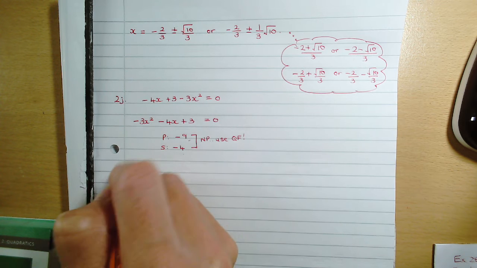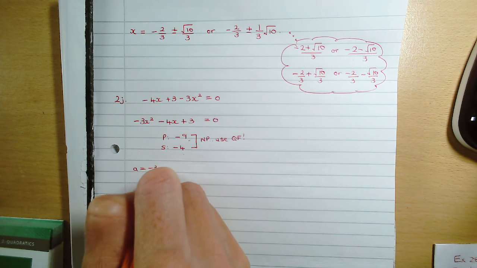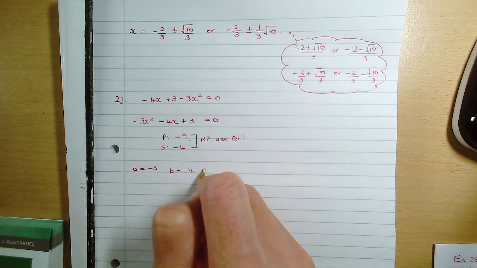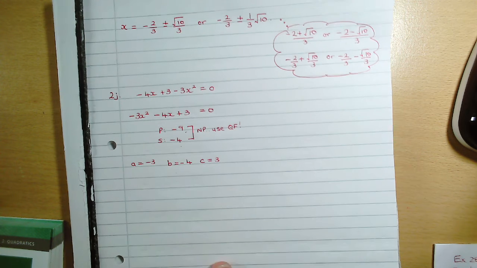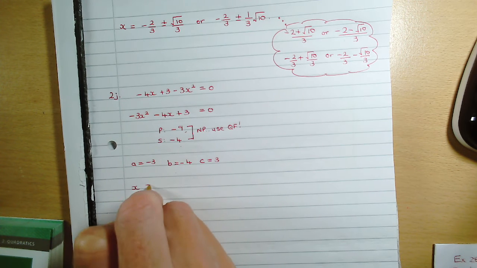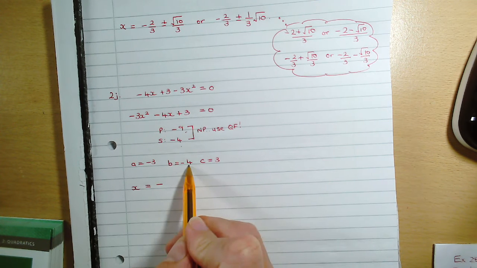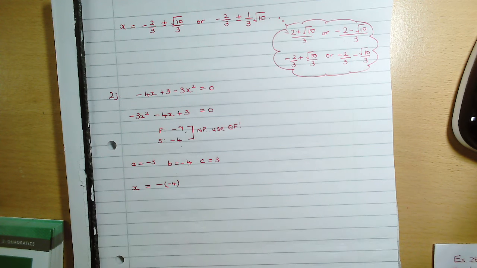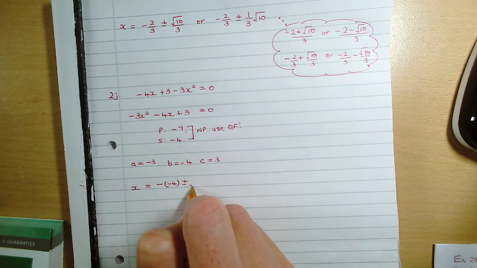So again, a is coefficient of x squared, b is coefficient of x, and c is number term. And then we write out the quadratic formula. x equals minus b, and b is negative 4. Goes in brackets, we're subbing in a negative number. Plus or minus the square root of b squared.